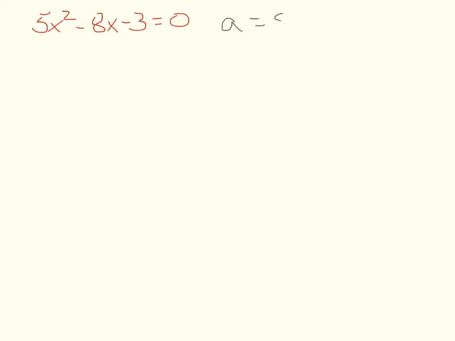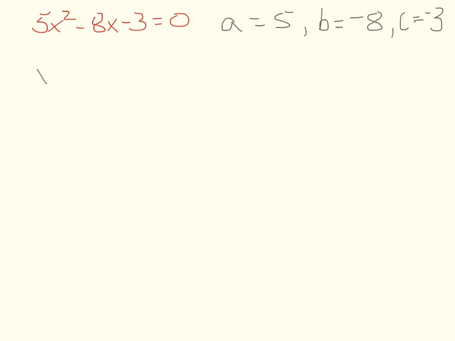A is 5, B is negative 8, and C is negative 3. Okay, we're just going to plug it into the formula. And until you have it memorized, it's probably a good idea just to write it down every single time. Okay, but you do need it memorized.